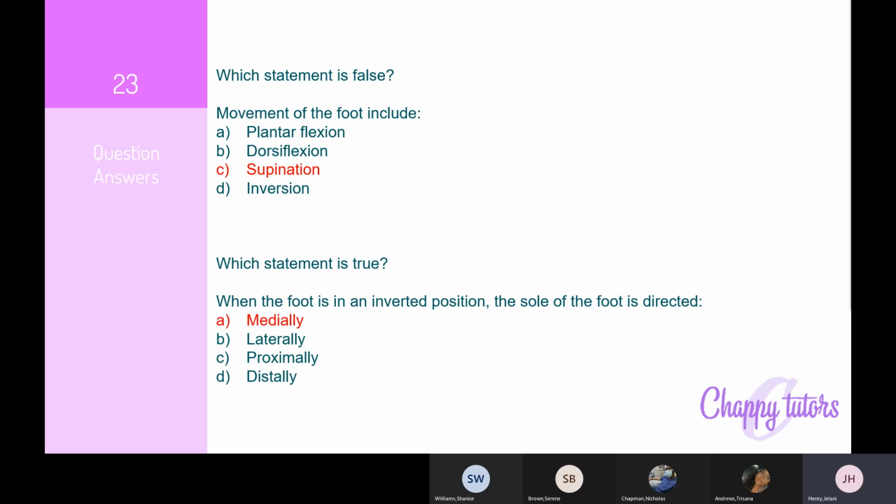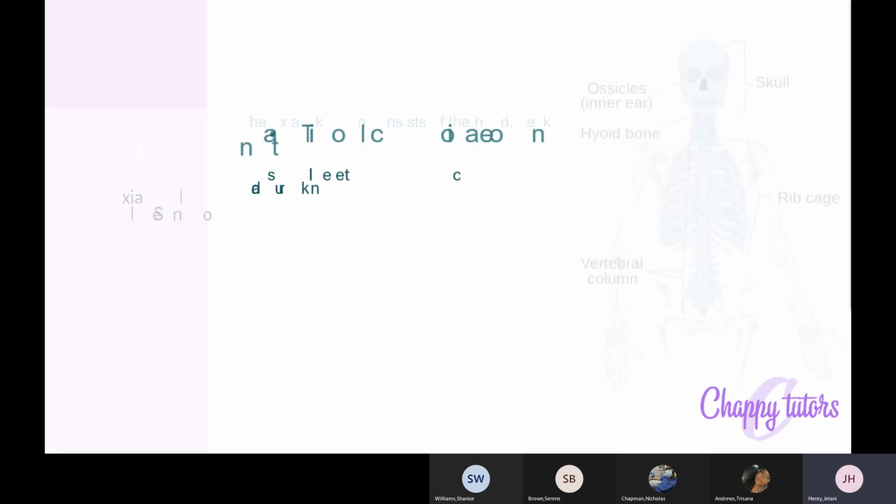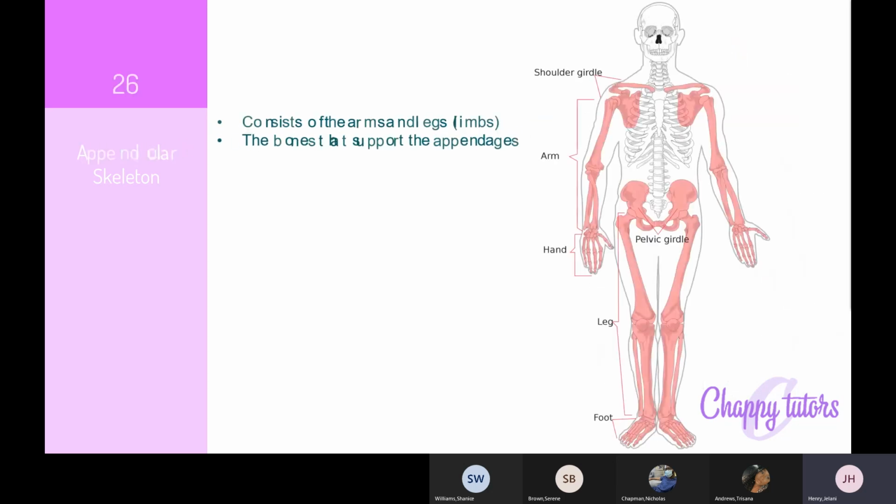Okay, so those are the answers, supination and medially. Right, now we're going to distinguish between what is referred to as the axial skeleton and what is referred to as the appendicular skeleton, right? The axial skeleton refers specifically to the skeleton of the head, neck, and trunk. Trunk being your thorax and abdomen, right? So that would include the skull, the vertebral column, rib cage, etc. The appendicular skeleton, however, refers specifically to the bones of your limbs, both upper and lower limbs, because those are your appendages, right?